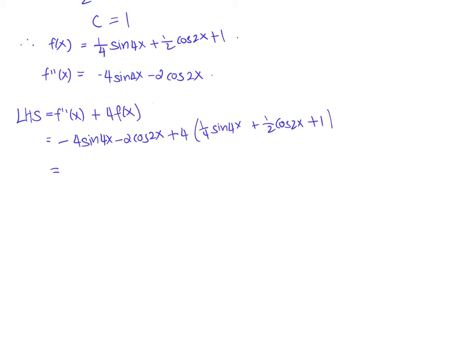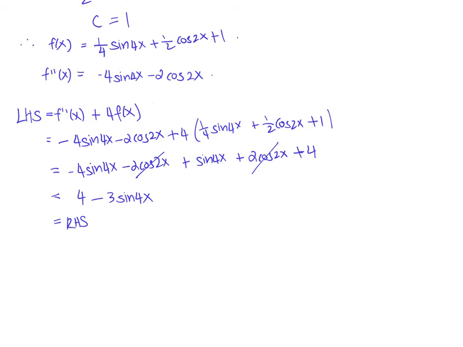Alright, so as you can see here, if you expand the second one, let's write down the first part first. So this will give me sine 4x plus 2 cosine 2x plus 4. Alright, and here we see that our negative 2 cosine 2x and 2 cosine 2x actually give me 0. So eventually I would have 4 minus 3 sine 4x. And this is essentially our right hand side. And you can proudly write shown. Okay, so that will be our working for question 4.